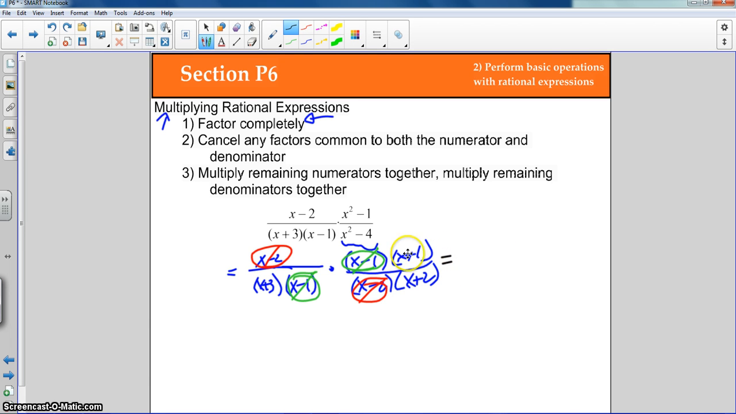And so I'm left with, what as a result? I'm left with, in the numerator, again I just multiply across, an x plus 1 divided by, and then I multiply the denominators across, I'm left with an x plus 3, that quantity times x plus 2. Okay. Again, I followed these three steps, and that would be my final answer.